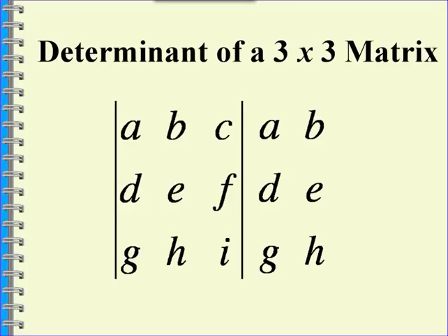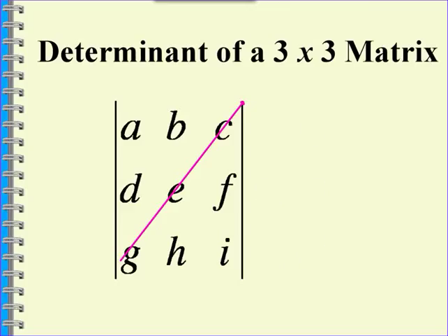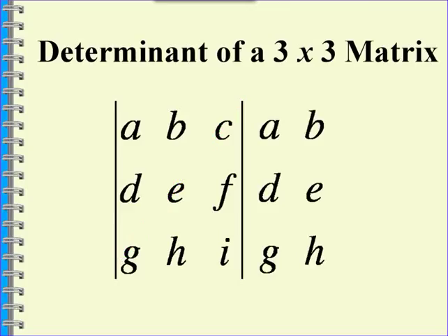So I'm going to start with this first diagonal right here, and I'm going to multiply up that diagonal. If you have a second color, you might want to use it, as that might help distinguish between the two. So I'm going to multiply along that first diagonal, G, E, C. And then I'm going to multiply along the next diagonal.